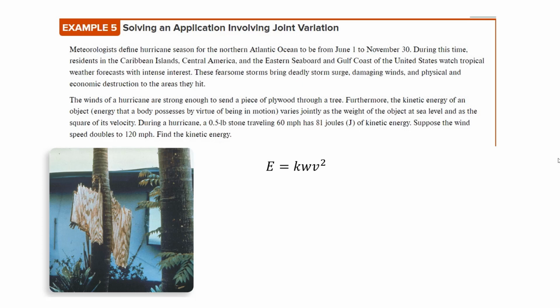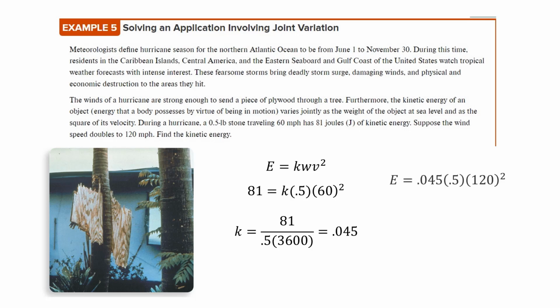So if we set that up, so we're going to plug 60 in for the velocity, and it's 0.5 pounds. They told us that's 81 joules of kinetic energy in that object. So now we're going to solve for K, and we get that K is about 0.045. So there's our constant. And now we can use that to see what happens if the wind doubles in speed to 120 miles per hour. So the energy that the object would have then, if we put in 120 for the wind speed, would be about 324 joules.